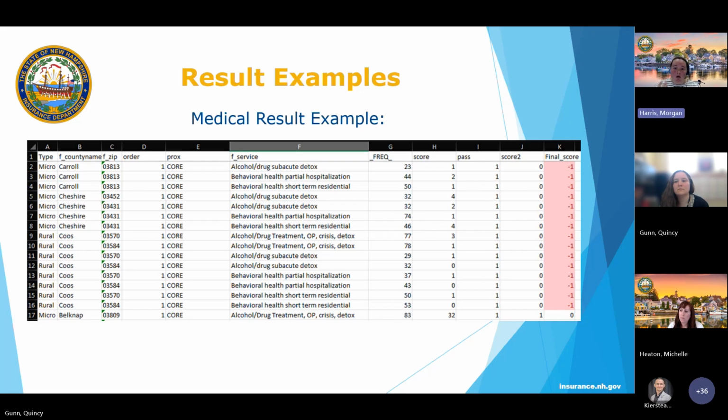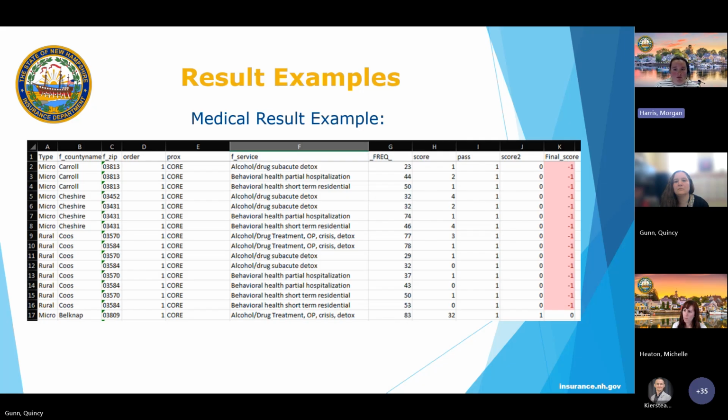And then the score column right next to it is how many times you actually met the time and distance standards that Michelle outlined in the previous slides for you all. So of the 23 claims for alcohol, drug, subacute detox in Carroll County, you had 1 time that met the time and distance standard. This is below the threshold of 5 that we have set, and I'm going to talk a little bit more about that threshold in a little bit.